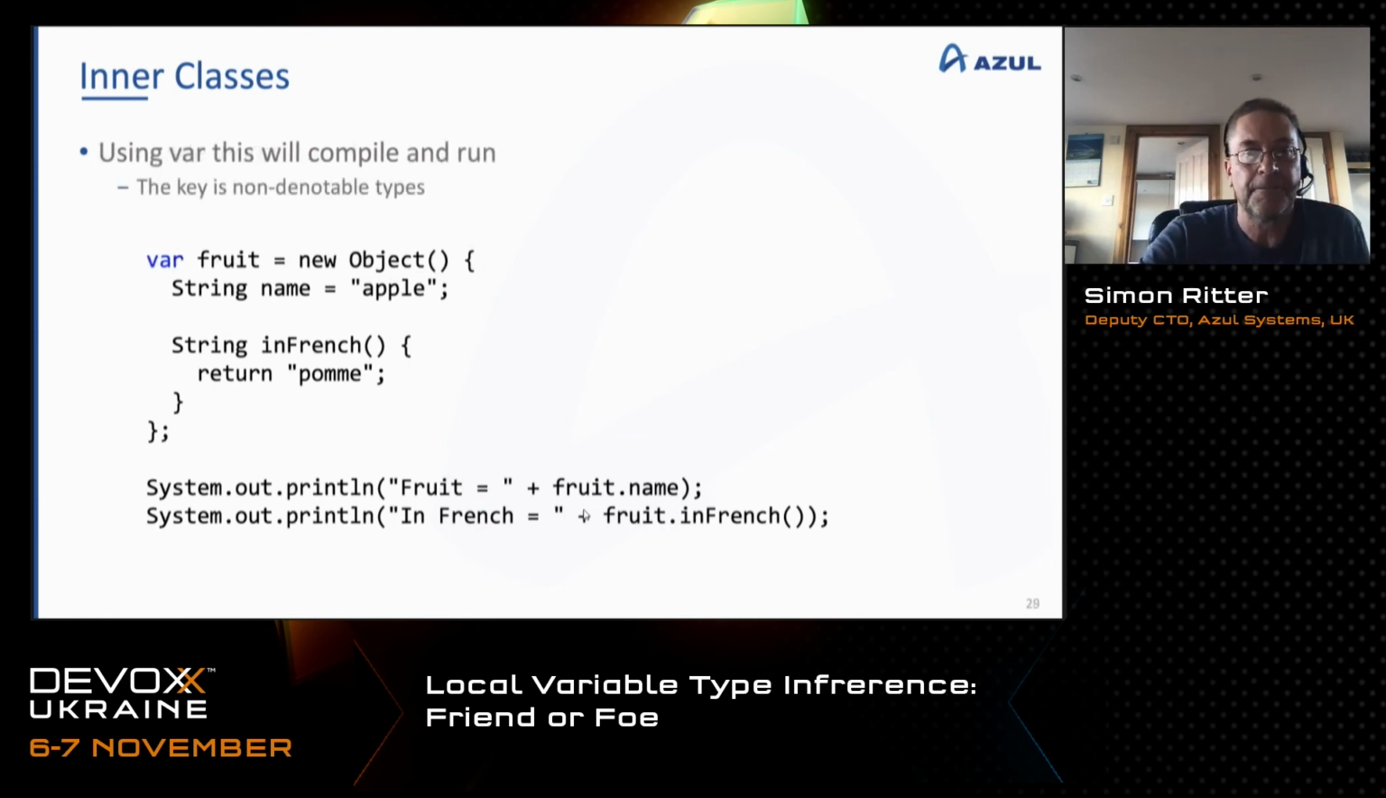If I use var, again, the compiler can use a non-denotable type, and I can simply say var fruit equals new object, string name equals apple, string Infrerence, return pom, and then I can use either the instance variable or the method, and everything will work quite happily. Now, I've got to be absolutely honest here and say I don't think this is a good idea. I really don't think this would be great code to write because it would be confusing. But if you're determined to do that, then inner classes will work, and you can use non-denotable types.